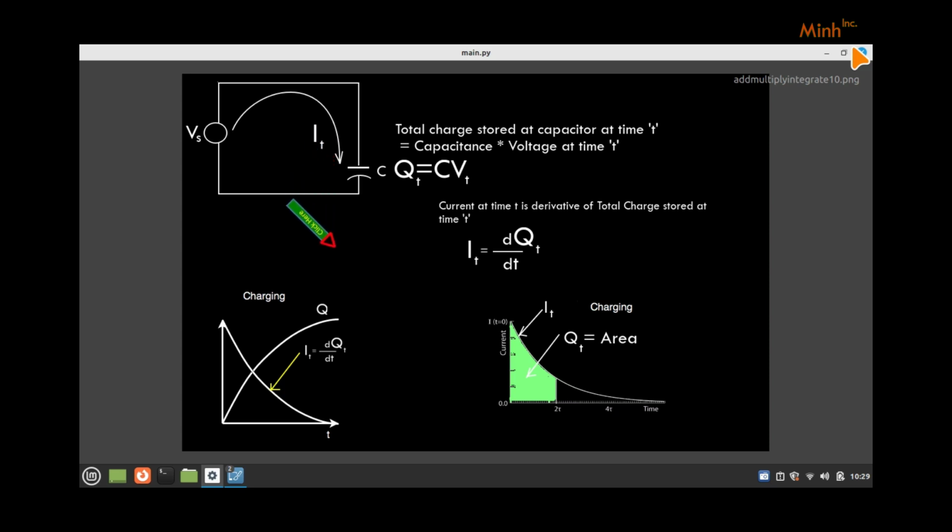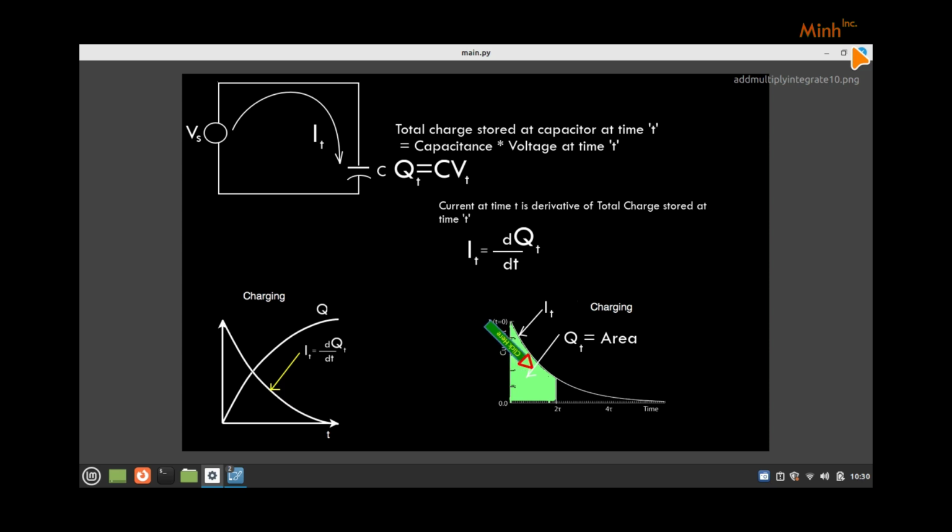So if I have a current curve, like at the beginning the current is very high and slowly the current is dropping, and after some time current will be zero. It is called the capacitor is fully charged. If I know the equation of current, then the total charge that the capacitor accumulates is the area.